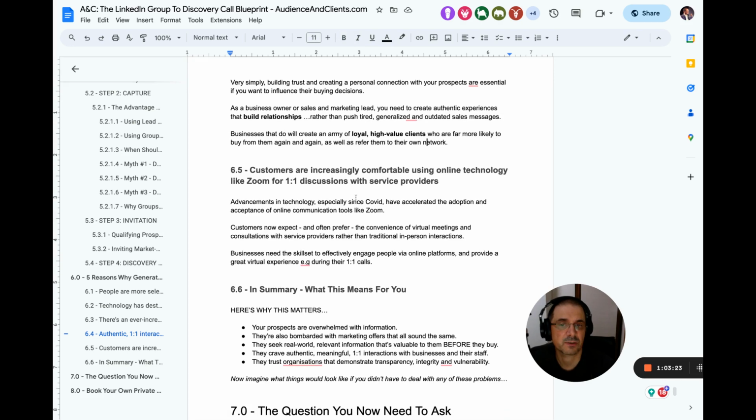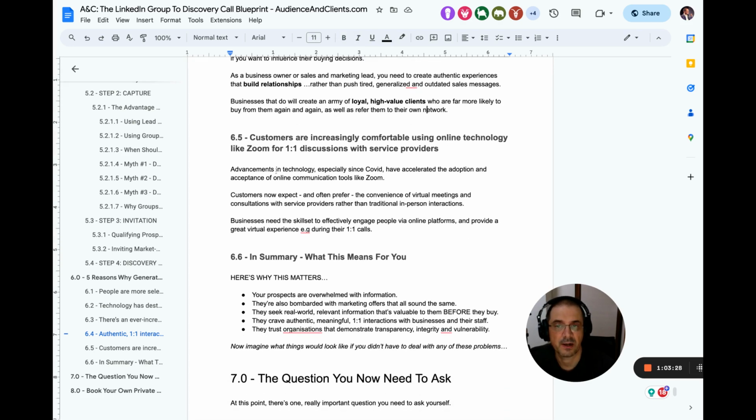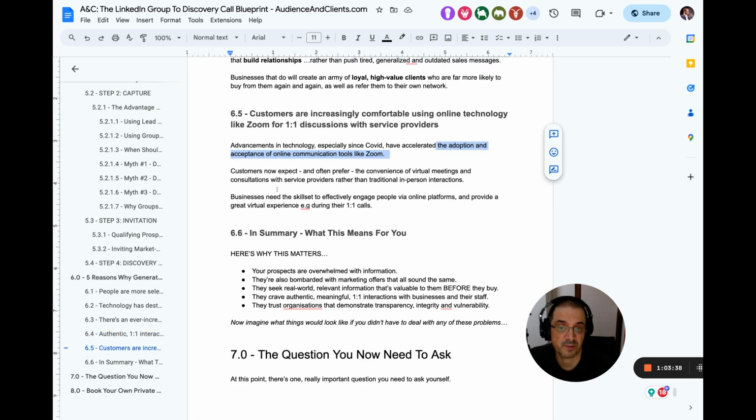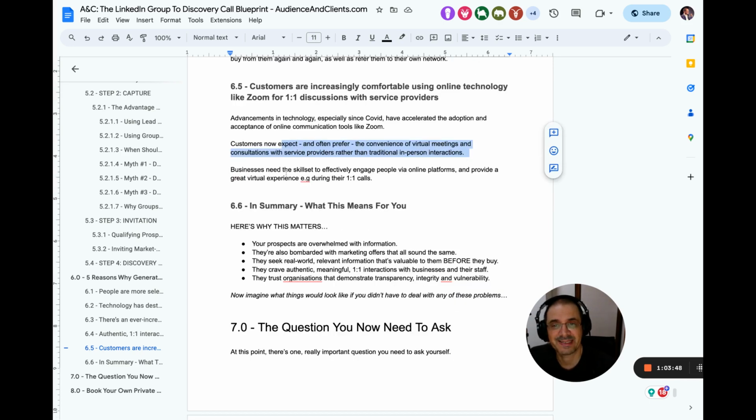So customers are also increasingly comfortable using online technology like Zoom for one-to-one discussions. No surprise, especially since COVID, with advances in technology, having accelerated the adoption and acceptance of online communication tools. And customers really now expect and often prefer the convenience of virtual meetings and consultations with service providers rather than traditional in-person interactions. Businesses need the skills and the tools to effectively engage people via online platforms and provide a great virtual experience, for example, during one-to-one calls.